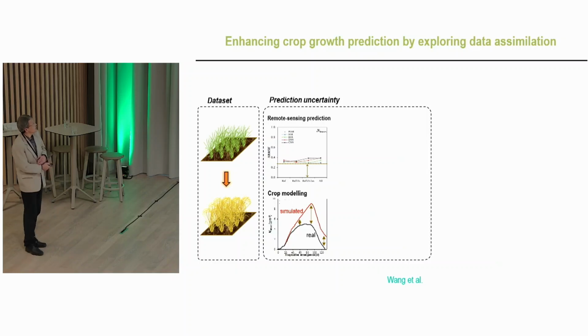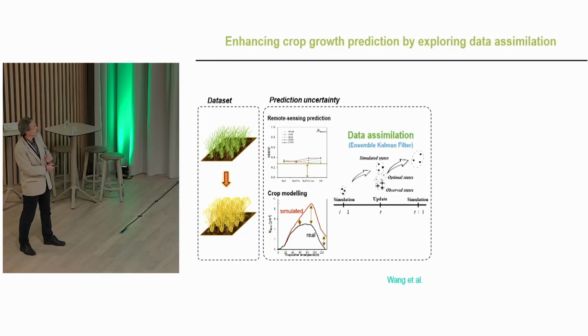And then the next step is whether this kind of information could be incorporated into the crop modeling to reduce the model uncertainty. And in this case, a so-called data assimilation technique could be introduced, in which the simulation was updated at each step so that the model can better predict what is happening in the next step.